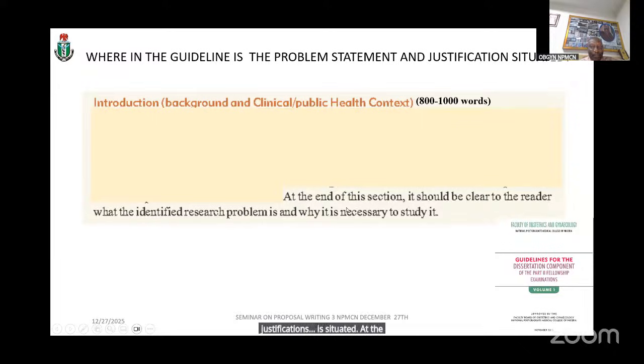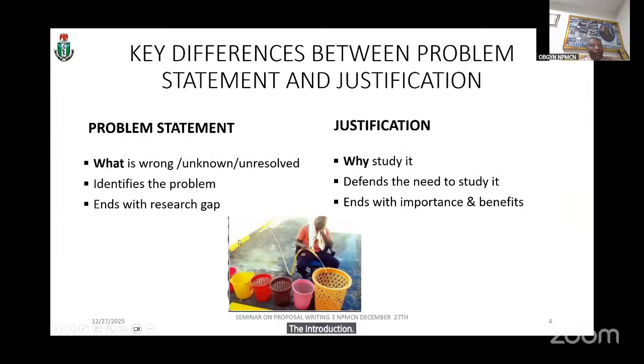At the end of this section, it should be clear to the reader what the identified research problem is and why it is necessary to study it. So the what is the problem statement and the why is the justification, under the introduction. But before we go further, it is important for us to have a clear picture of the difference between a problem statement and justification. A problem statement, as the name suggests, is a problem. What is wrong? What is unknown? What is it that you want to resolve? So it identifies a problem and it ends with a research gap.